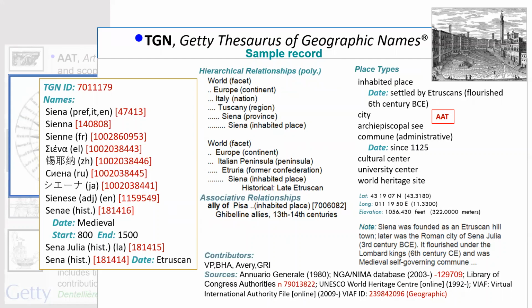On the right-hand side, you start to see how the vocabularies are linked to each other. These place types are linked to the AAT: inhabited place, city, archiepiscopal see, and there may be dates associated with them. Then latitude and longitude, notes, and at the bottom, the all-important contributors are cited for the record and for each term, and also the published sources and co-references. The US database, NGA, has a co-reference to that. We have a co-reference to the Library of Congress authorities, which have a record for Siena, to VIAF and others.